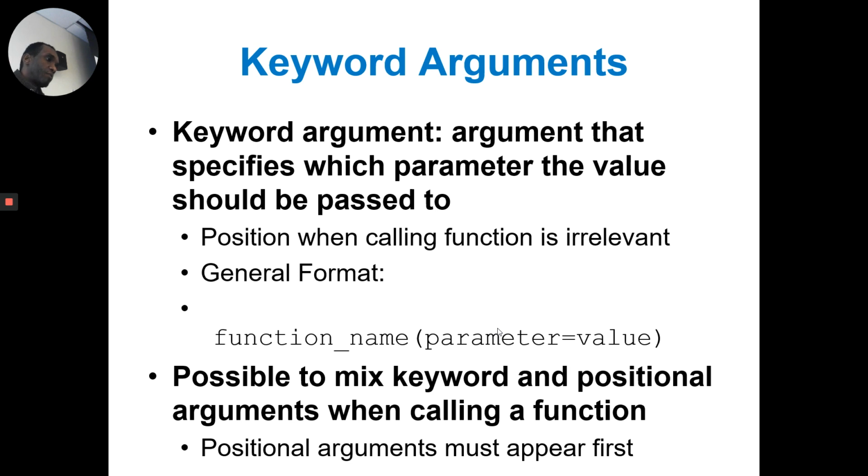You have keyword arguments, arguments that specify which parameter the value should be passed to. So position when calling the function is irrelevant. In the general format, you have the function name and then parameter equals value. It's possible to mix keyword and positional arguments when calling a function, but the positional ones must appear first.